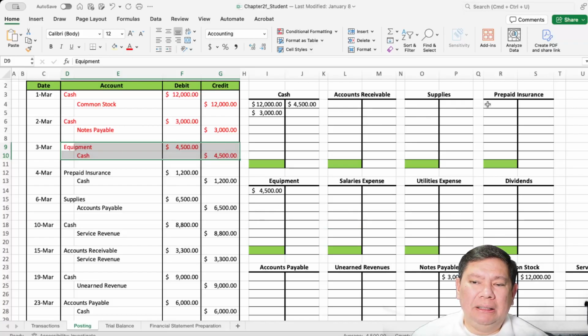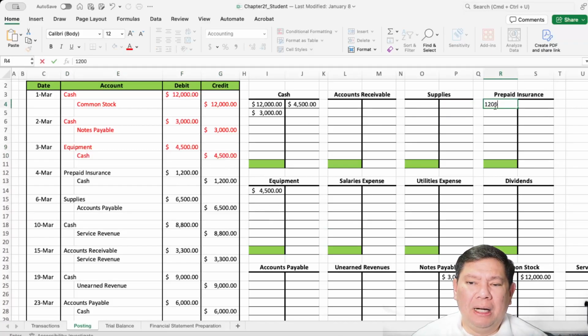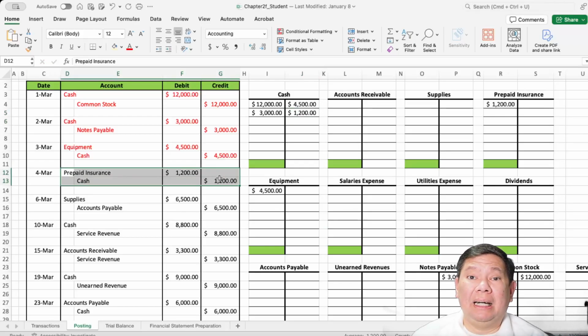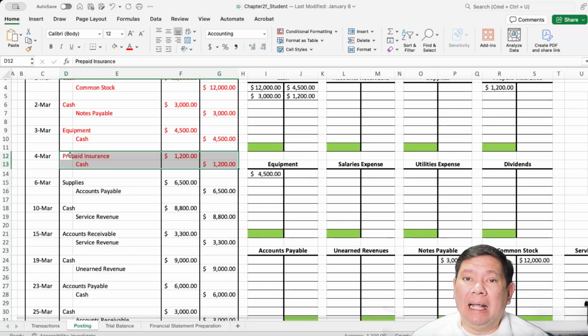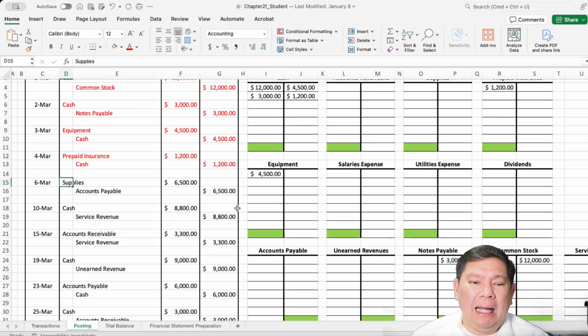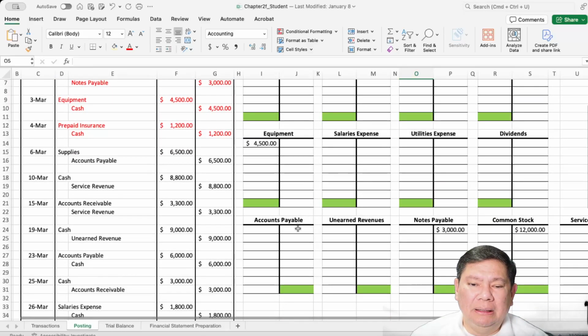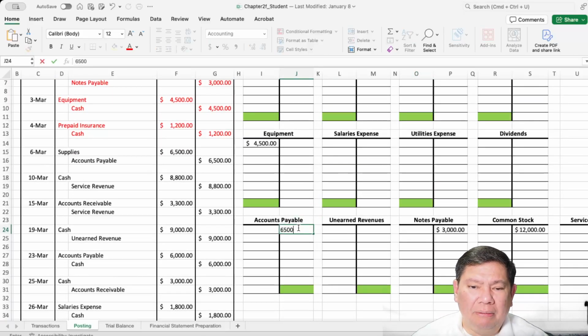Prepaid insurance, 1,200 debit. Cash, 1,200 credit. So debit to debit, credit to credit on the T account associated with that transaction. Supplies, 6,500 debit. Accounts payable, 6,500 credit.